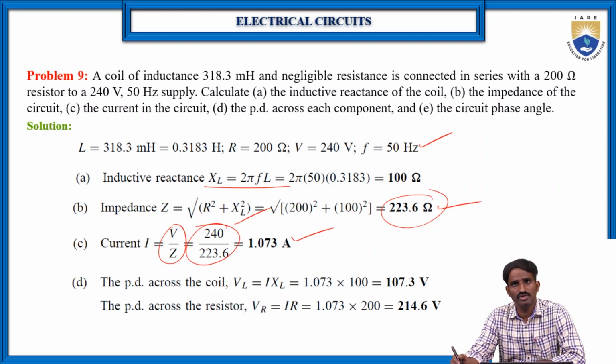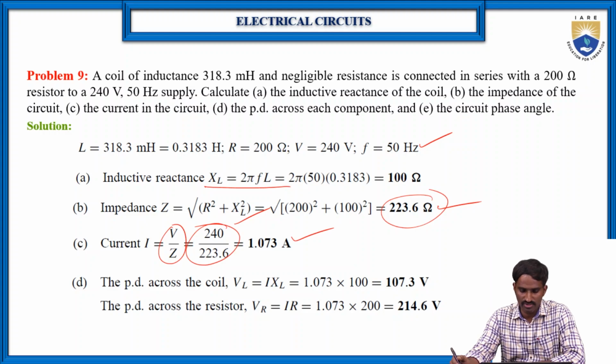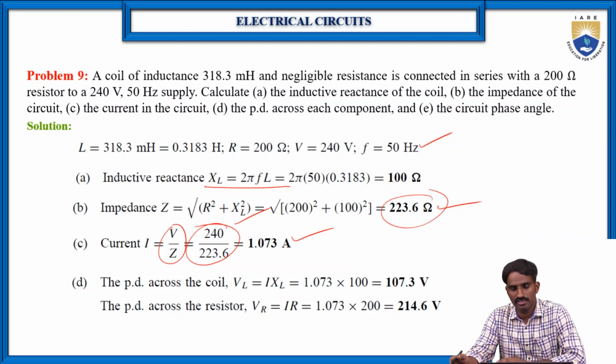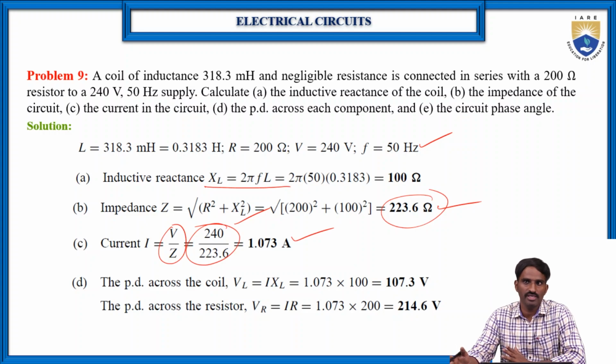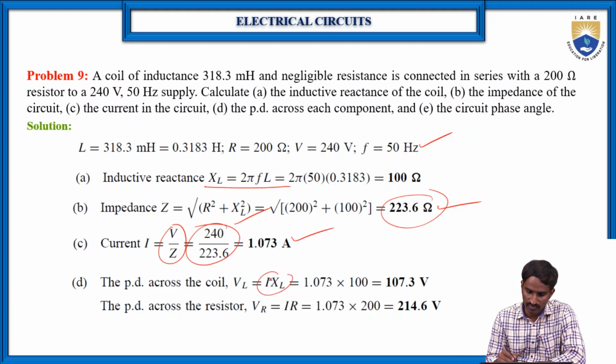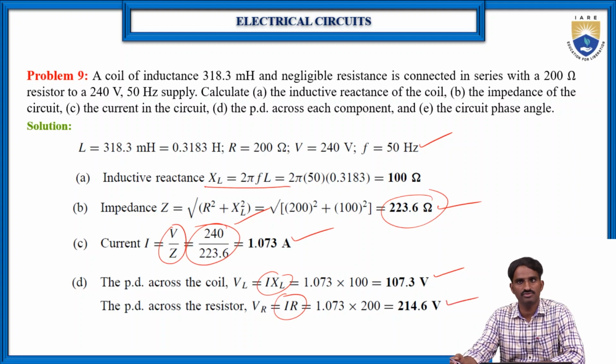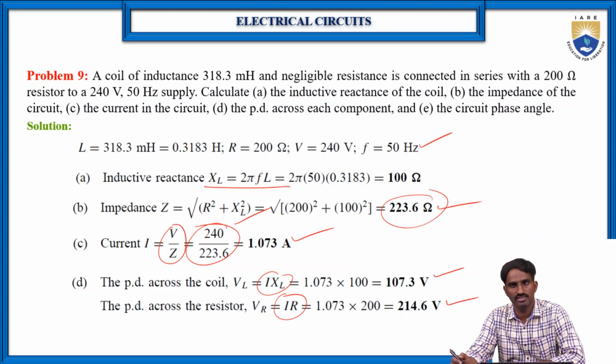Then next, the potential difference across each component. So the potential difference across each component means VL is equal to I into XL and VR is equal to I into R. Then substitute these two values here, then you will get the value of VL and VR. So VL is 107.3 volts and VR is equal to 214.6 volts. Right? So this is how we can find it.